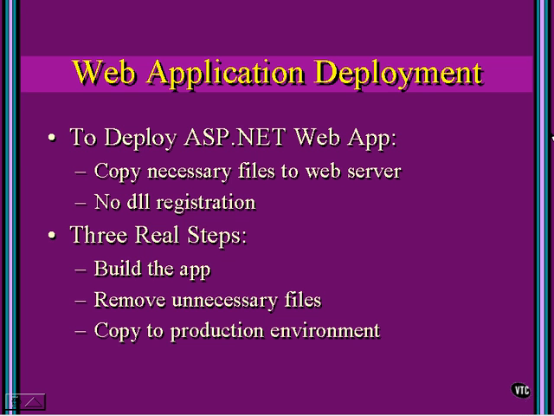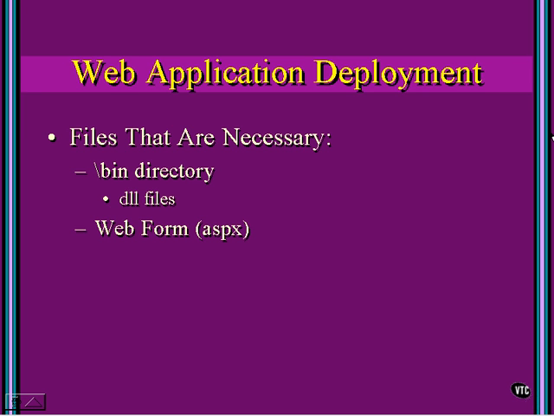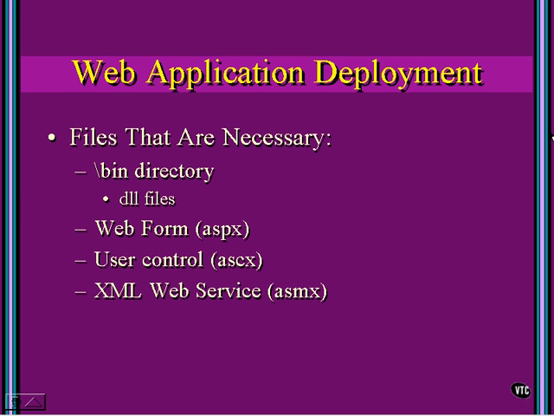Now, what are unnecessary files? Let's take a look at those. Well, actually, let's look at the necessary files first. We need everything that's in the /bin directory in our web app, and these are basically DLL files. We need our web form files, those are anything that's labeled with an extension of ASPX. We need any user control files that are out there, ASCX. And we need any XML web service files, ASMX. And when we've got those, we're cooking. Add our configuration files, config and ASAX, and we're done. And we're ready to deploy that.